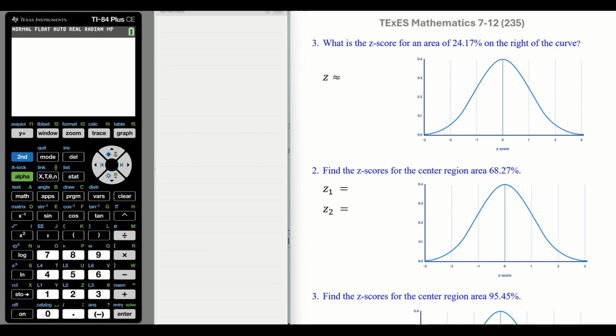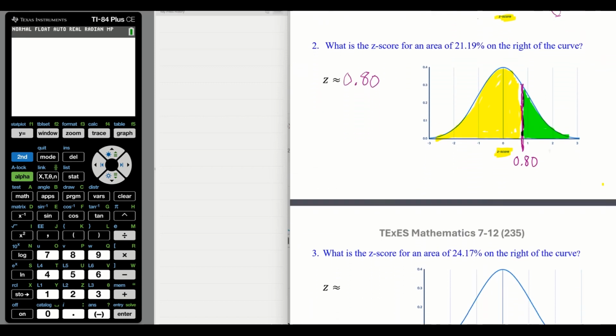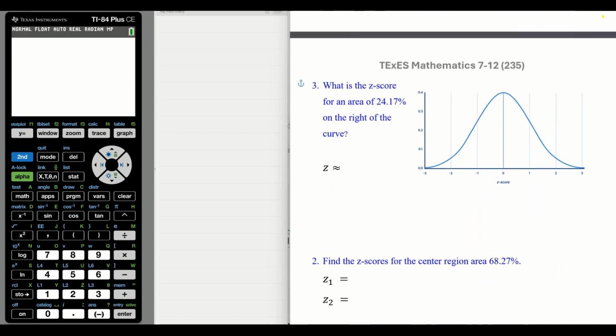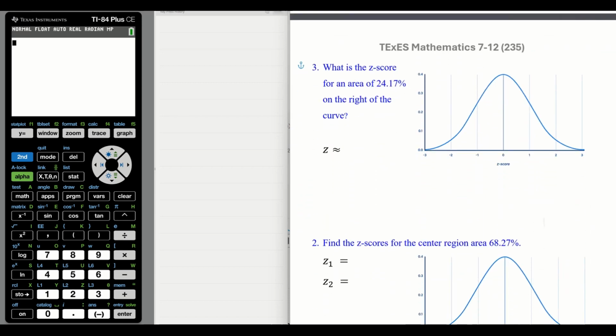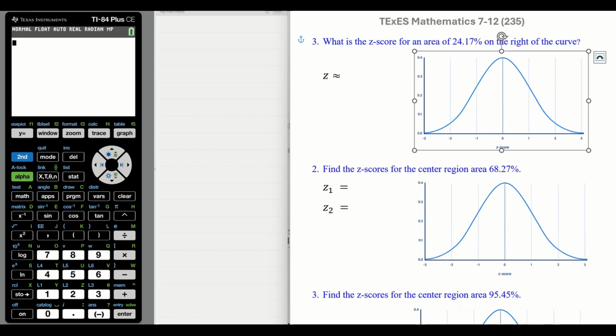Number 3. What is the z-score for an area of 24.17% on the right of the curve? In the last video, I just realized we didn't color in right or left. Let me scroll up. What we did, I colored it in for you. But if we were saying on the right side, it would be the green. The truth is, it doesn't matter. We could have identified the left side. So we'll say on the right side. Okay, there we go.